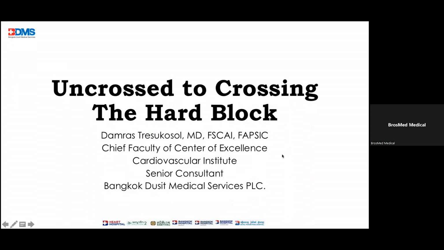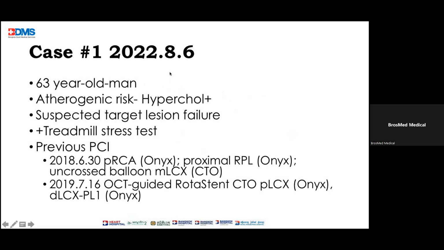Okay, may I start with uncrossable CTO, crossing the hard block? So my case, I did this in August this year. He is a 60-year-old man, atherogenic risk hypercholesterolemia only, and suspected target lesion failure with positive treadmill stress test.